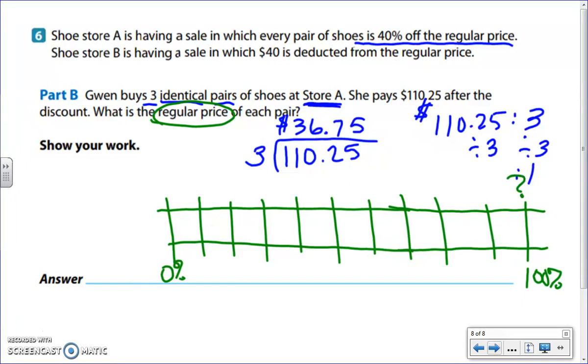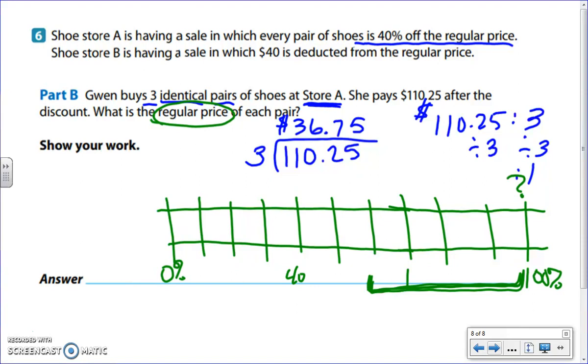We have a little bit of information about how much it costs for one pair after the discount, after the 40% off, but we need to be careful here because she is not paying this much. 10, 20, 30, 40, this much. From here to here, that's how much she's not paying. She's not paying 40%. And so, although you're going to be very tempted to put $36.75 over the 40%, right there, that's not actually where it goes.